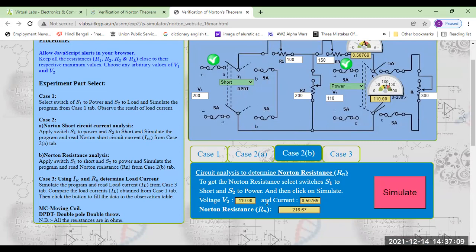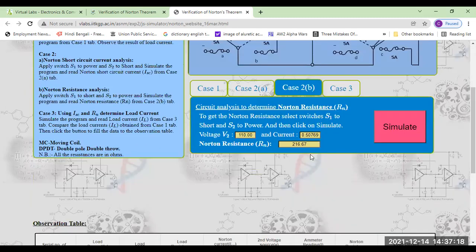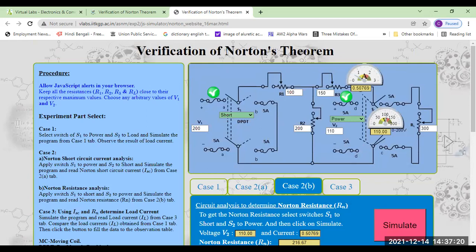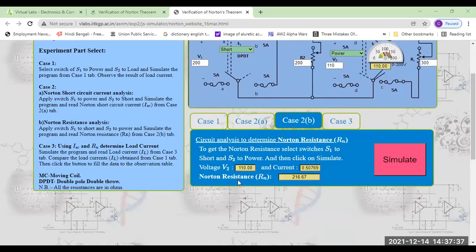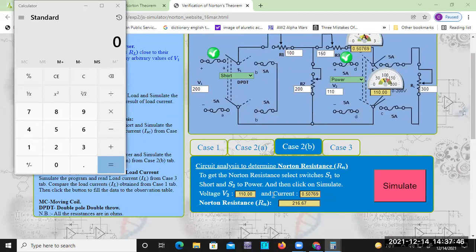So voltage by current, if you go for the calculator, then you can find it out. This portion of current is flowing, so this portion of resistance is there, that's why this amount of current is flowing. If you go for the calculator, just see. Okay guys, just divide. I think you can see this calculator also. Yes, it is shown.